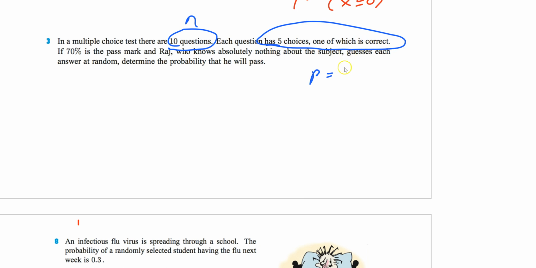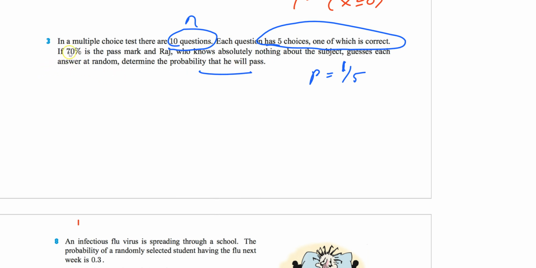You have 1 that is correct. You have a 1 in 5 chance of getting it correct. Your p could be a fraction. That's all good. It's like a y, but it's a 1. If 70% is a pass mark, and Raj knows absolutely nothing about the test, what's the probability he will pass?